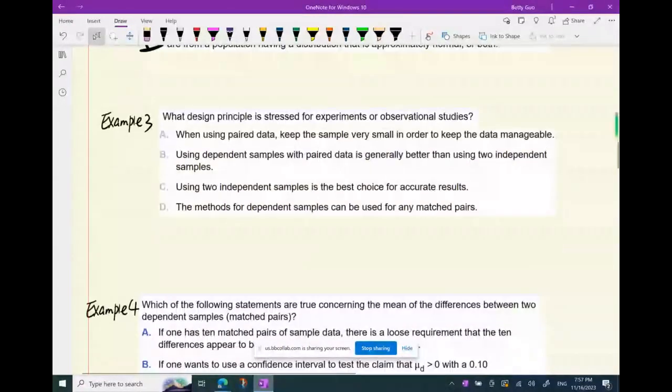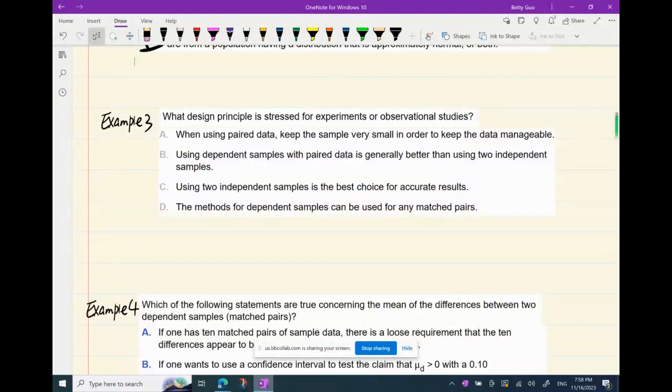Example 3. What design principle is stressed for experiments or observational studies? Experiment, you apply treatment, like a treatment group and a placebo group. Observational, you do not apply treatment. You just observe, either observe right now, right here, or observe data from the past or from the future. So what design principle is stressed for either experiments or observational studies?